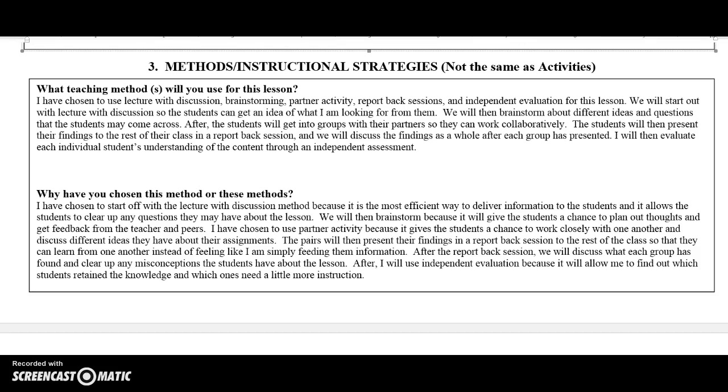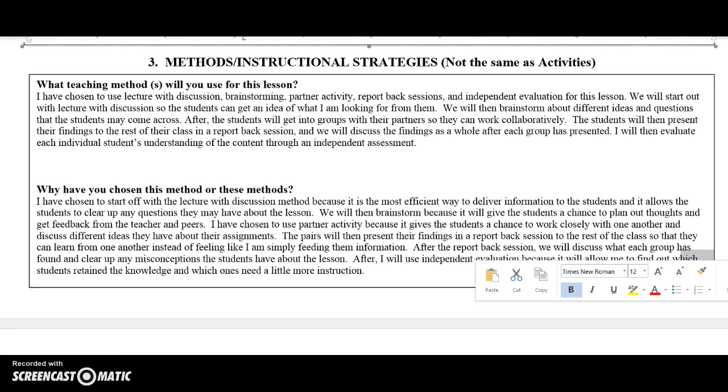After, the students will get into groups with their partners so they can work collaboratively. The students will then present their findings to the rest of the class in a report back session, and we will discuss the findings as a whole after each group has presented. I will then evaluate each individual student's understanding of the content through an independent assessment. Why have I chosen these methods?